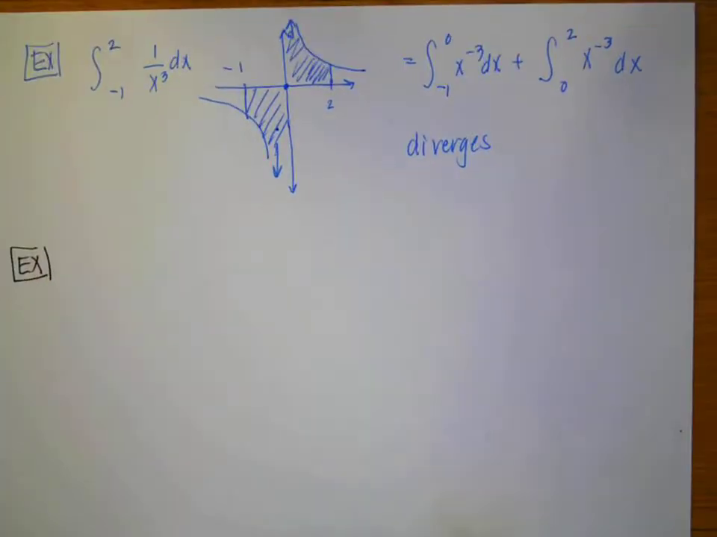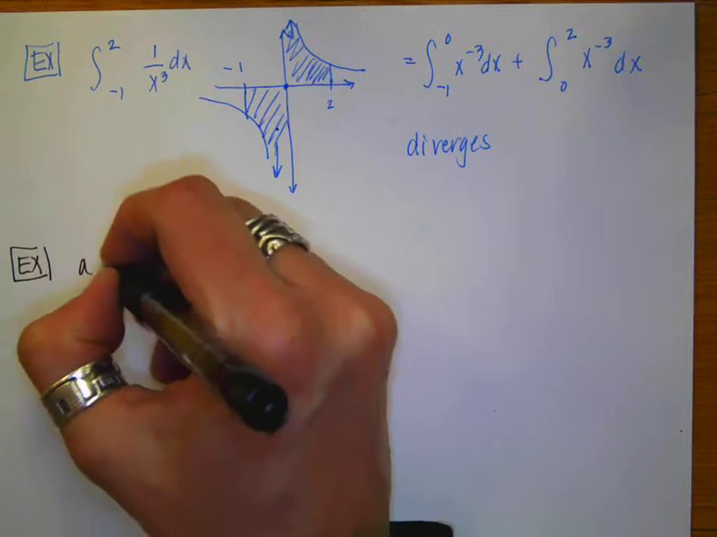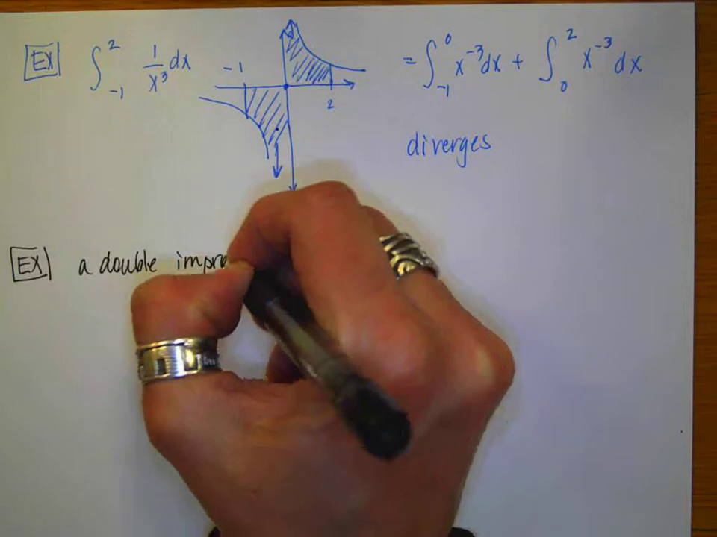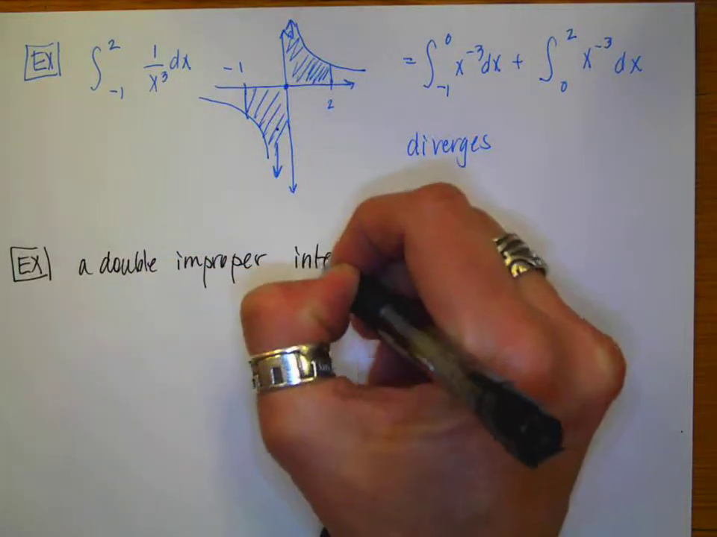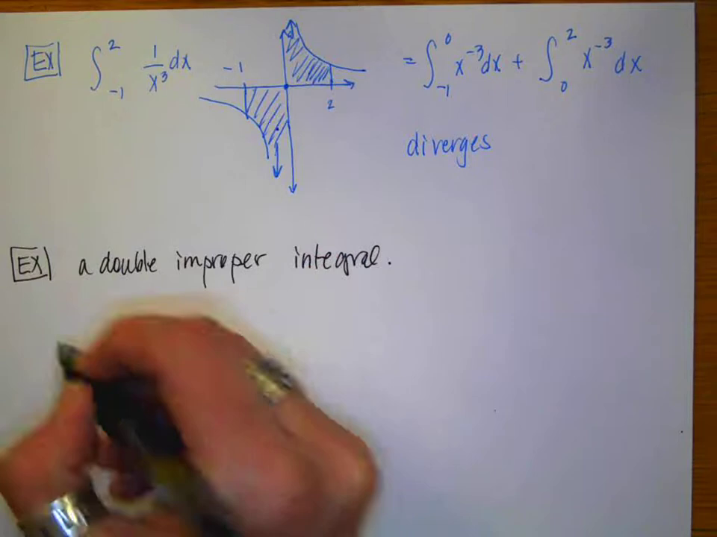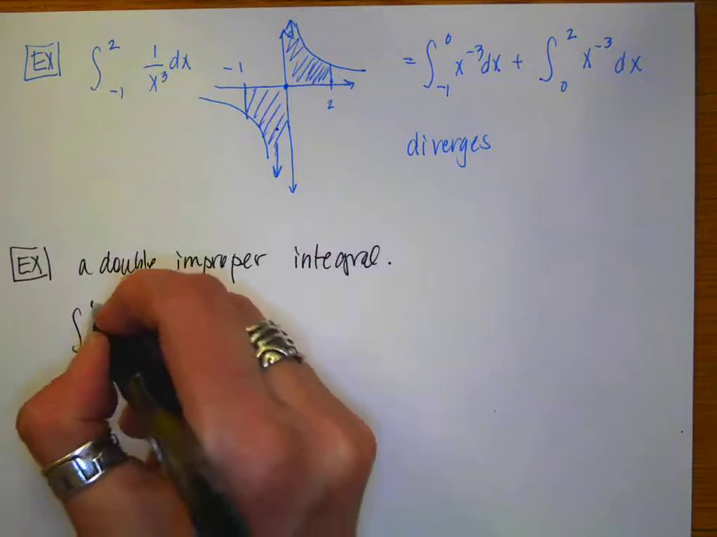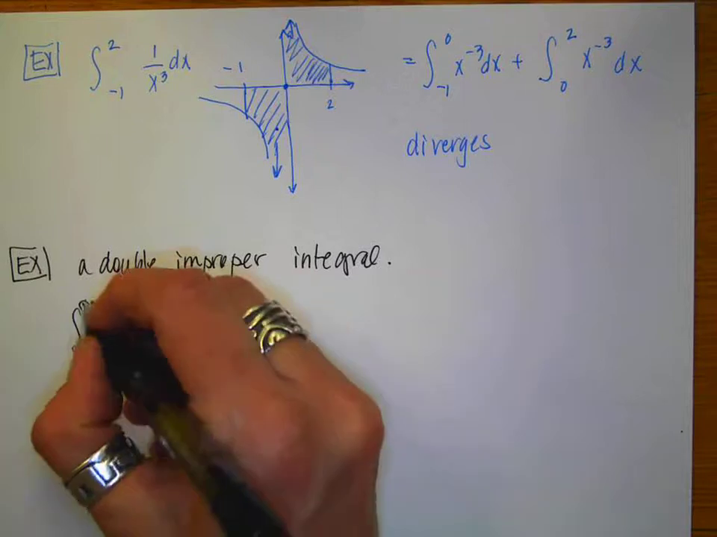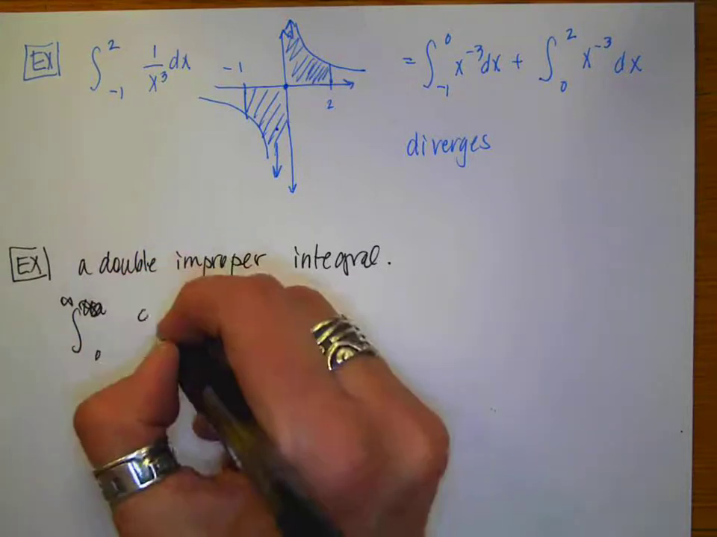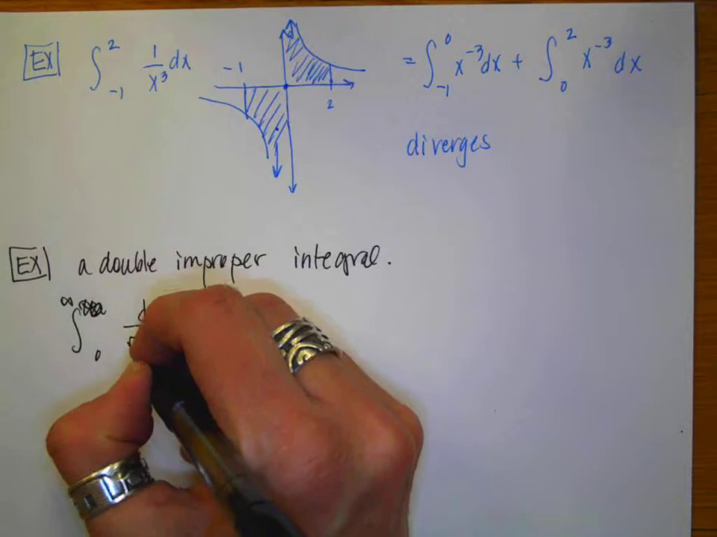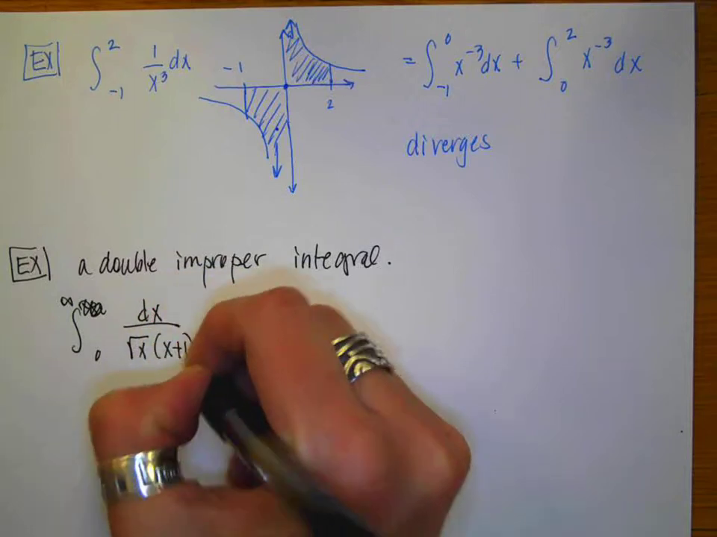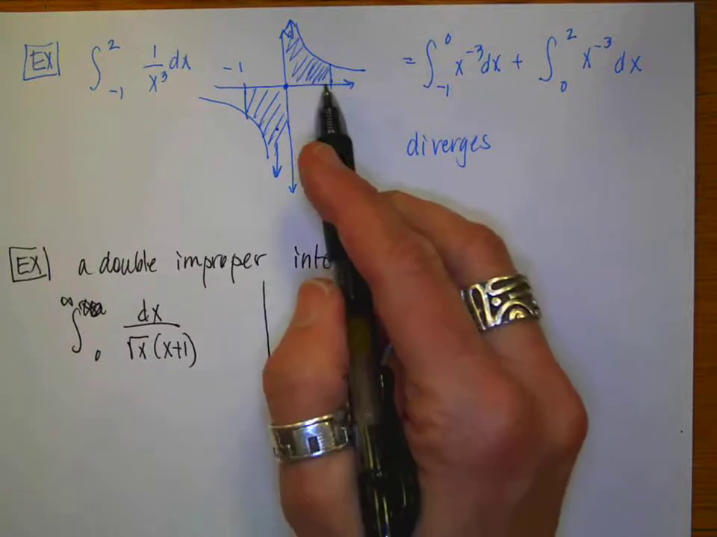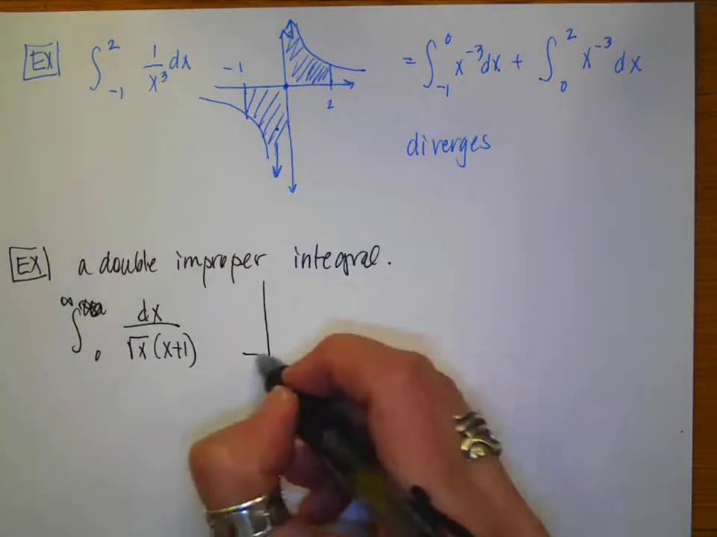All right, last example, and then we are done for today. And then we'll go back and pick up our work in Chapter 9. So this is a double improper integral. Alrighty, so this one's going to be the integral from 0 to infinity, sorry, my bad, of dx over the square root of x times x plus 1.